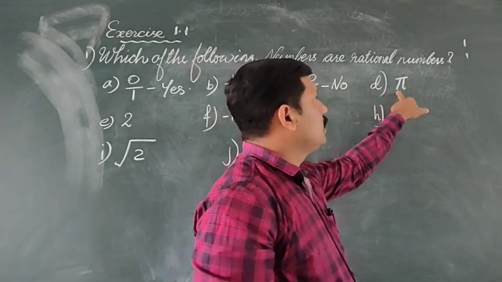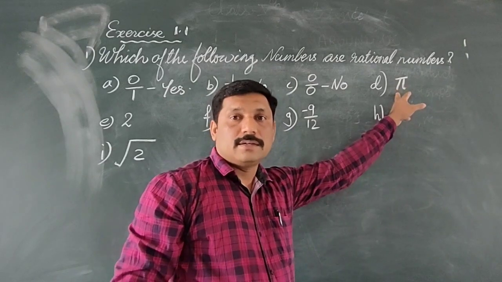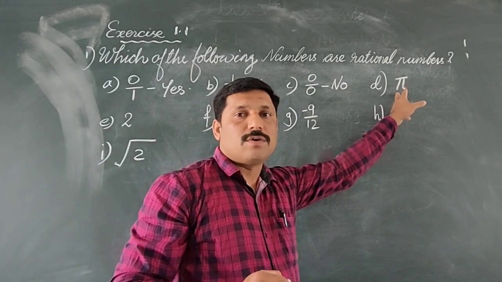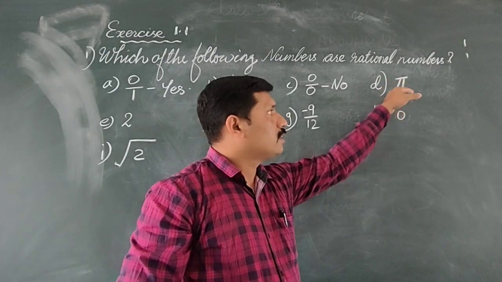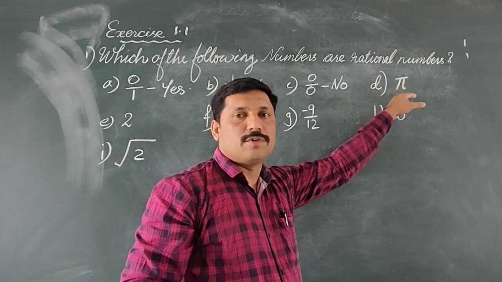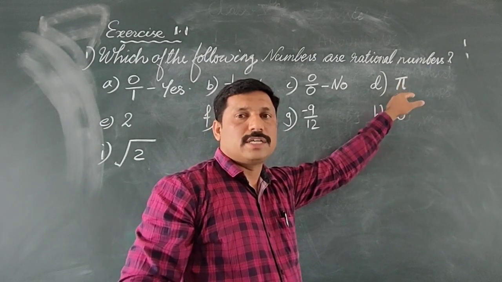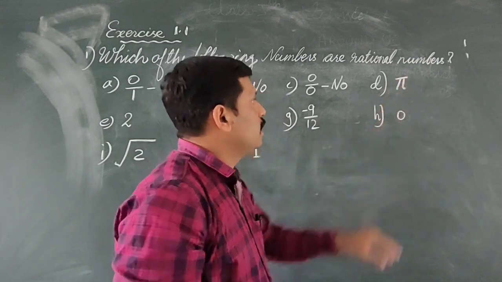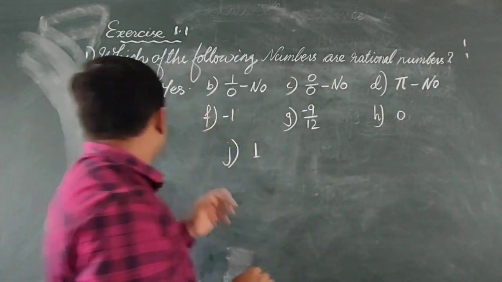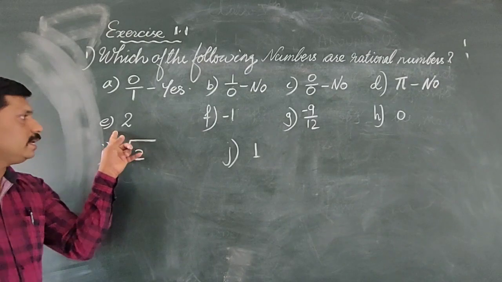And this symbol, that is pi. When we studied the properties of rational numbers, we studied that the value of pi is not a rational number because we cannot express it in the form of p by q, in the form of a fraction. It is a non-repeating, non-recurring decimal. Therefore, this is also no.